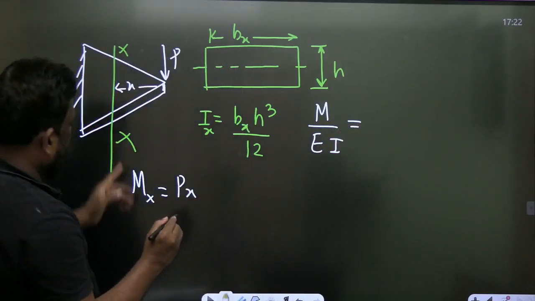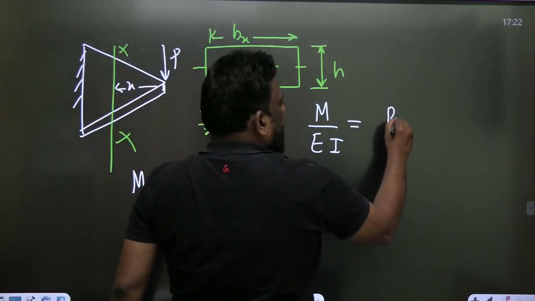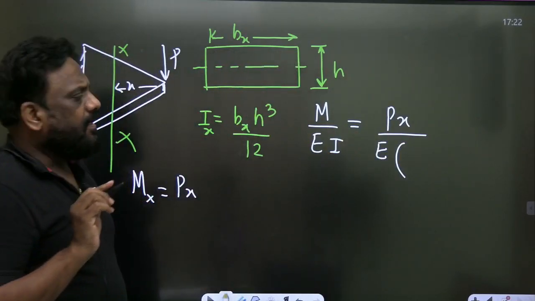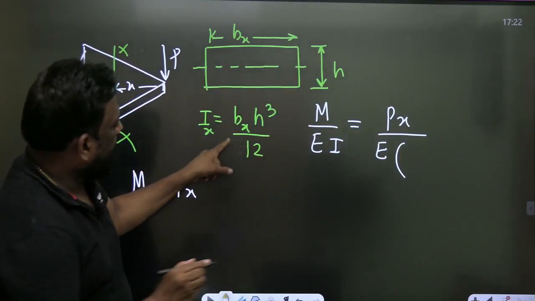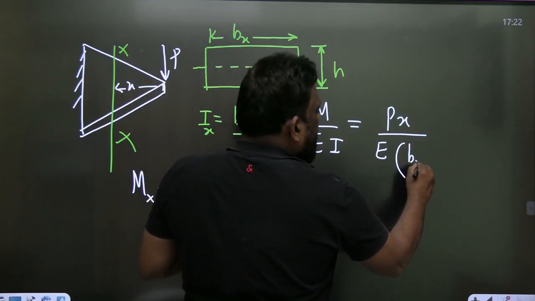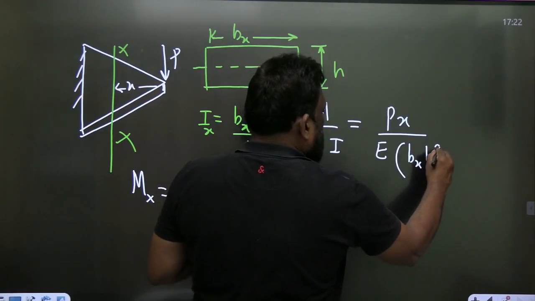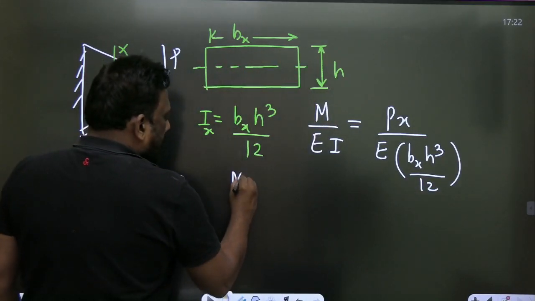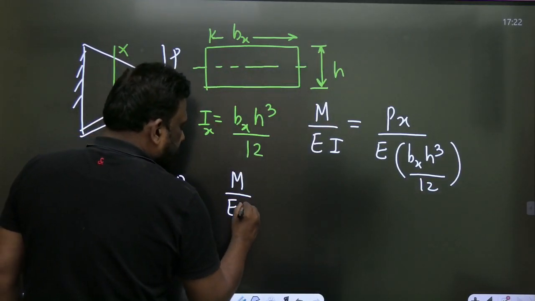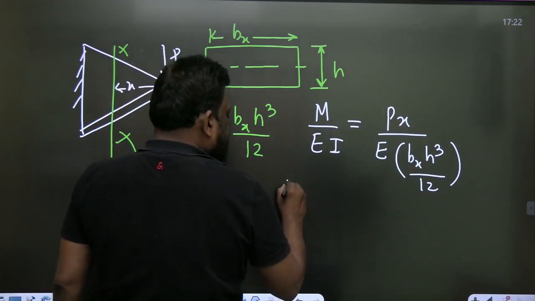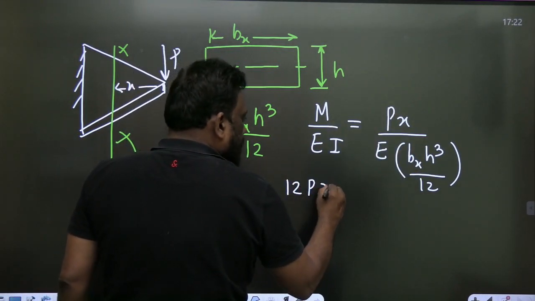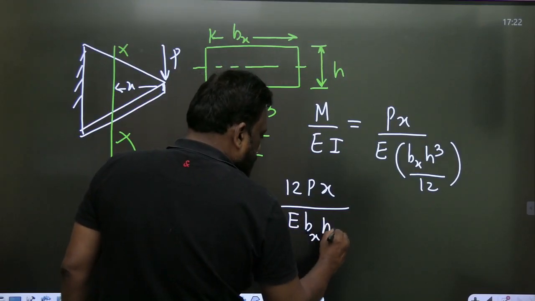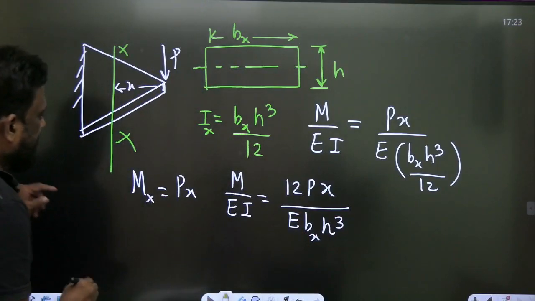तो M क्या है सर? किसी सेक्शन पे M क्या है? P into x by E. E तो कांस्टेंट है सर. Now I, what is I? It is b_x h cube by 12. So therefore M by EI is equal to, this 12 will sit at the top, 12 P into x by E b_x h cube.